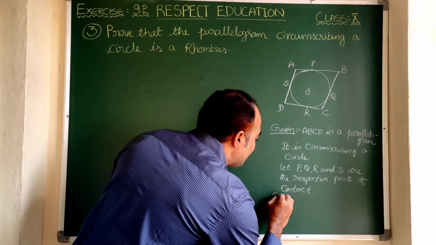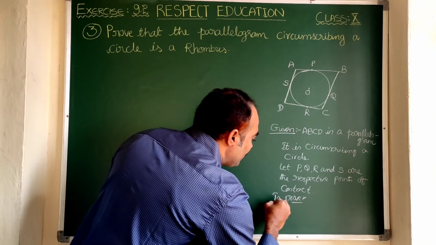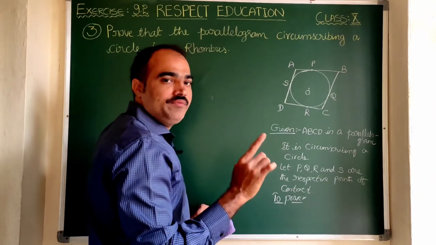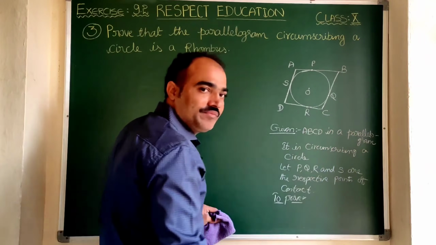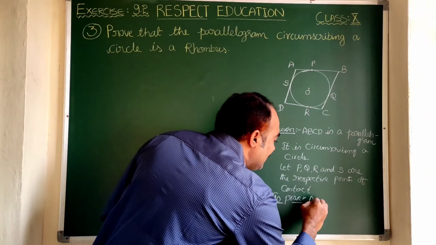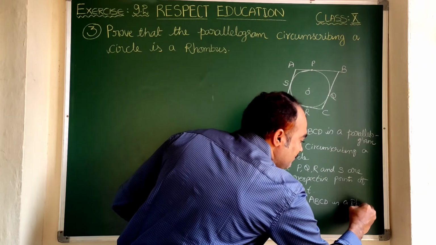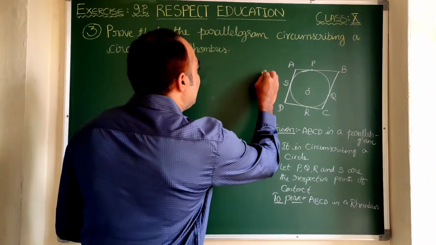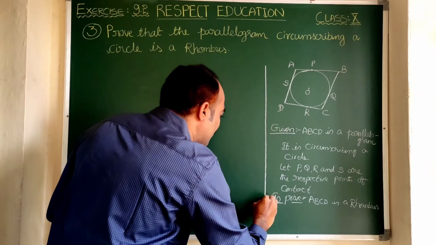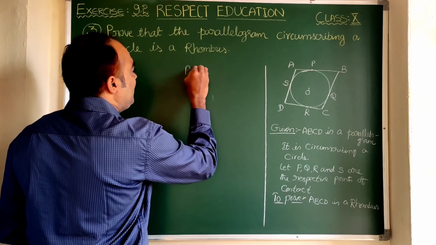So here we can write, to prove: given here, don't be confused. Here the given thing is that ABCD is a parallelogram. We need to prove that ABCD is a rhombus. Right. Now here let us start solving this, or we can say it as the proof. So here I am starting the proof.